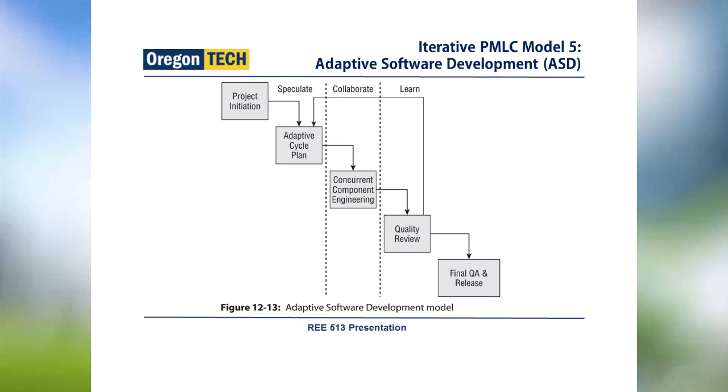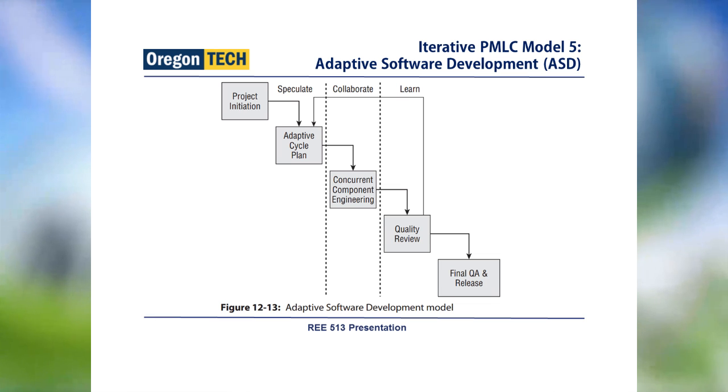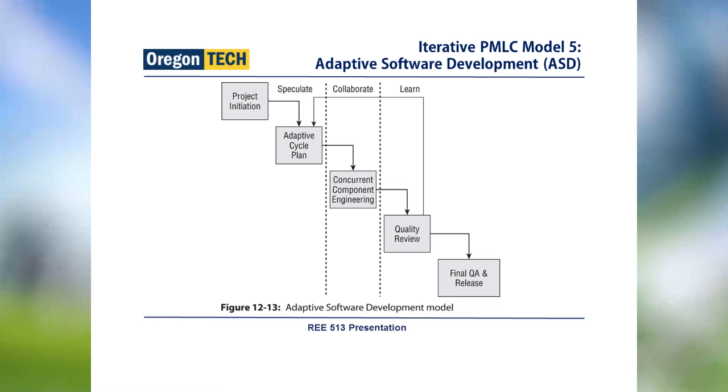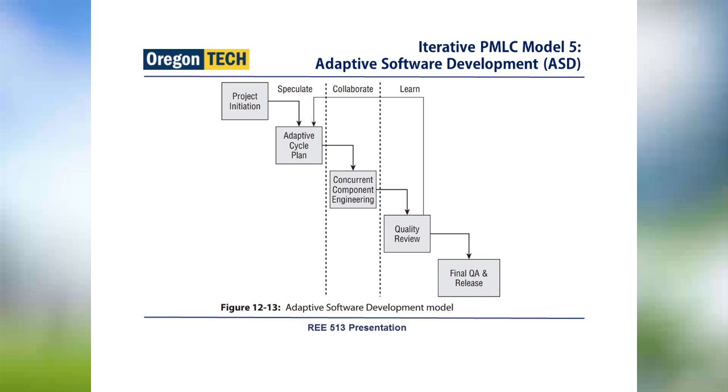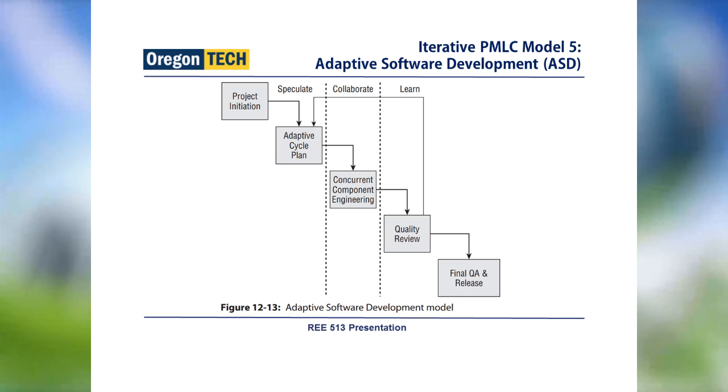The fifth type of iterative PMLC model is adaptive software development. In this kind of model, the solution is not very clear, so we have to speculate it. The customer involvement is not much, so the team has to learn, collaborate, and speculate until they can give a pretty good solution.